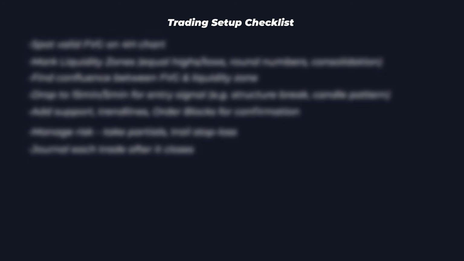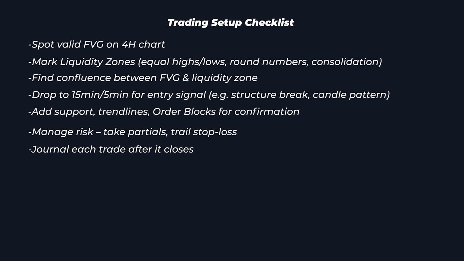To summarize, here are your steps. First, spot a valid fair value gap on the 4-hour chart and ignore the fake ones. Second, mark liquidity zones at equal highs, equal lows, round numbers, or consolidation areas. Third, look for overlap between your gap and liquidity zone for confluence. Fourth, drop to 15 or 5-minute charts for a clear entry signal like a structure break or a candlestick pattern.